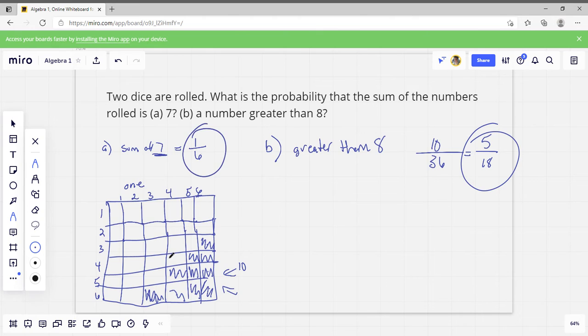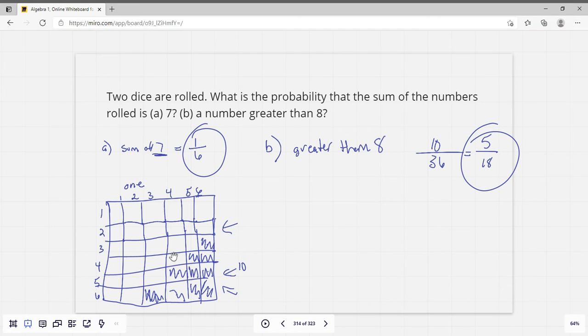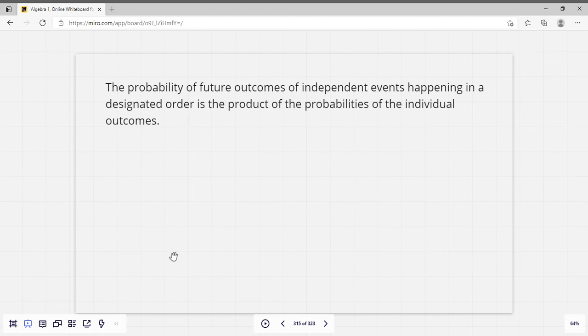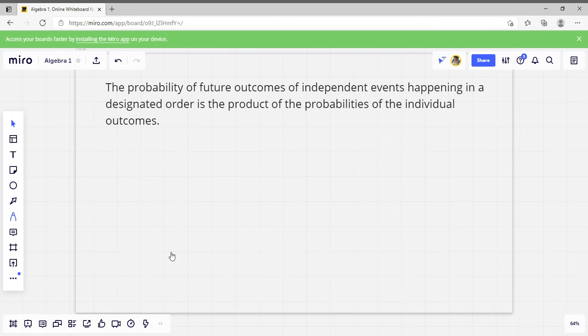Okay. So sometimes it's helpful to draw a diagram when they're asking you about something like that. All right. The probability of future outcomes of independent events happening in a designated order is the product of the probabilities of the individual outcomes. All right, so product, we have a keyword here. Product means we're going to multiply. So if we have events happening in a particular order, then we multiply.